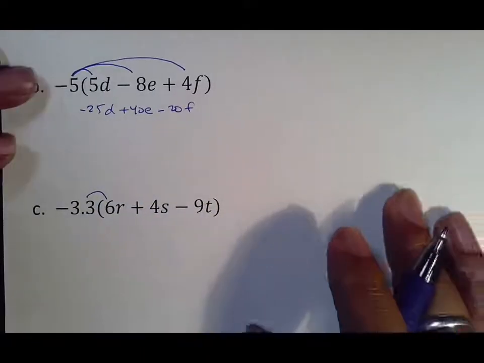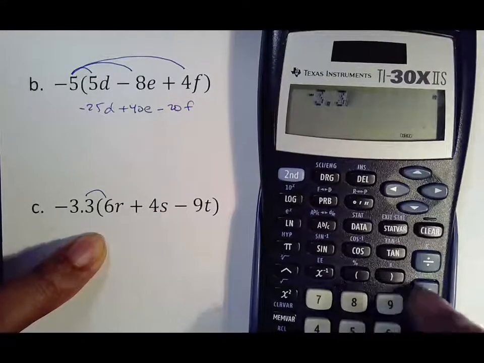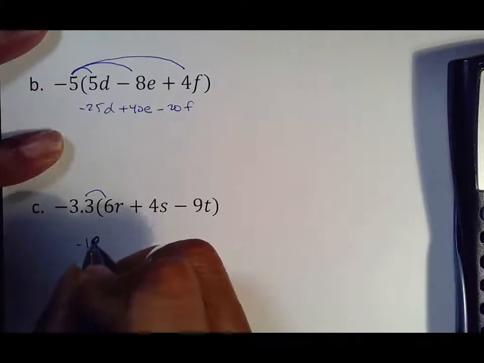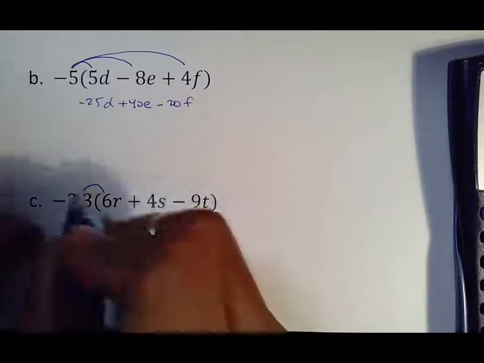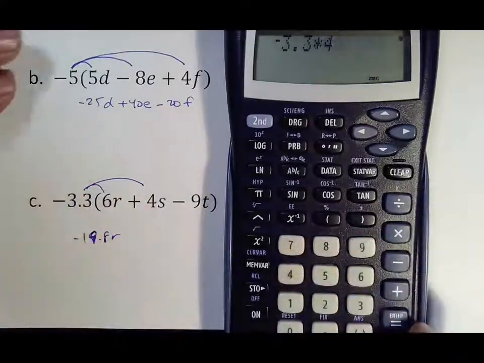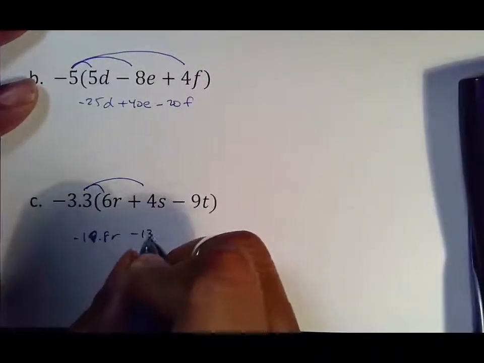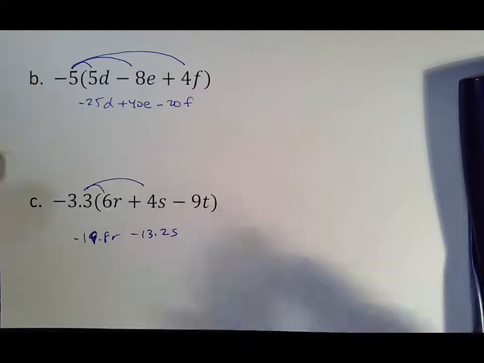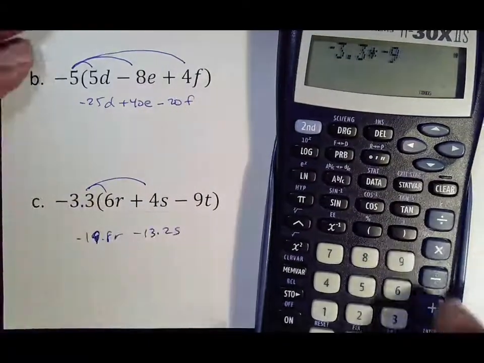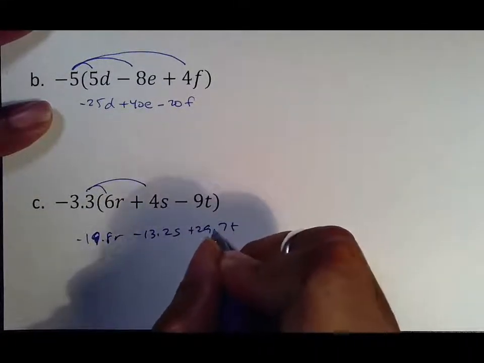For example, when I see this, I can't do that in my head, but I know what I'm doing. I'm doing negative 3.3 times 6, which is negative 19.8, R. I know that when I do this, I'm doing negative 3.3 times 4. Again, I don't need to put the variable because I know the variable is there. Negative 13.2, S comes down. And then here I know I'm doing negative 3.3 times negative 9, which is positive 29.7. Bring down the T.